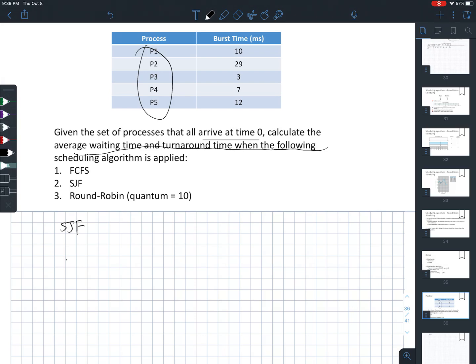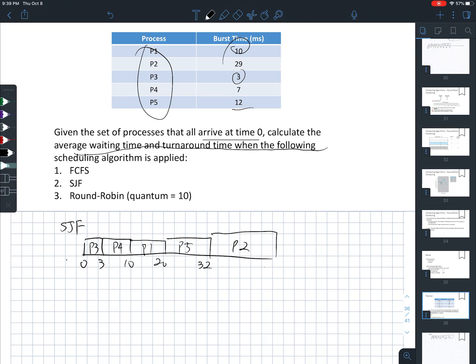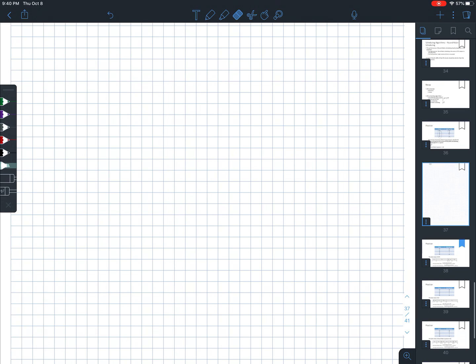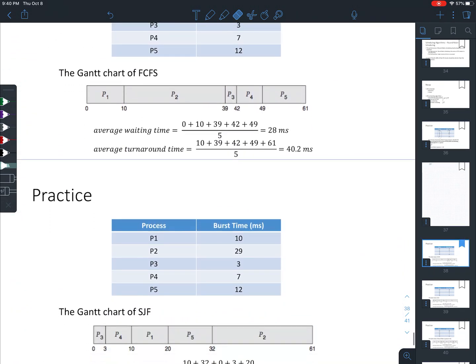Okay, for shortest job first, we're going to allocate the CPU to the process with the shortest CPU burst. So first we allocate the CPU to P3, because its CPU burst time is the shortest, 3, so from time 0 to 3, and then it is P4 from time 3 to 10, and then it is P1 from 10 to 20, and then it is P5 from 20 to 32, and at last it is P2 from 32 to 61. So here again we can calculate the waiting time and turnaround time for other processes. I'm just going to skip that, but you can check my following slides for that answer.